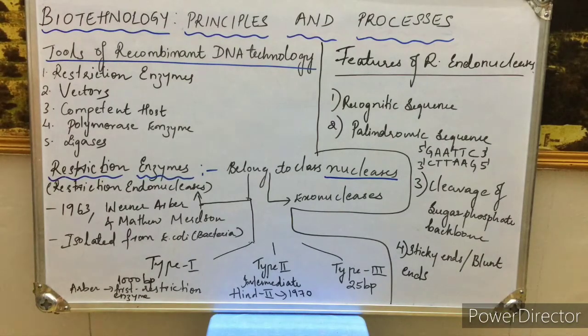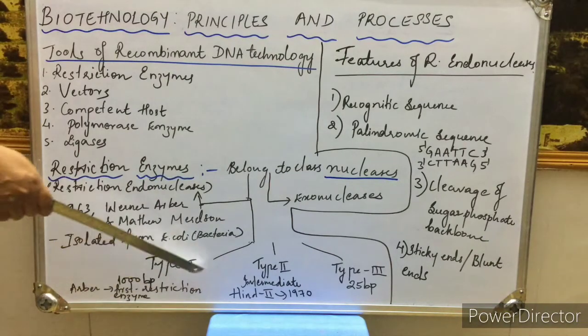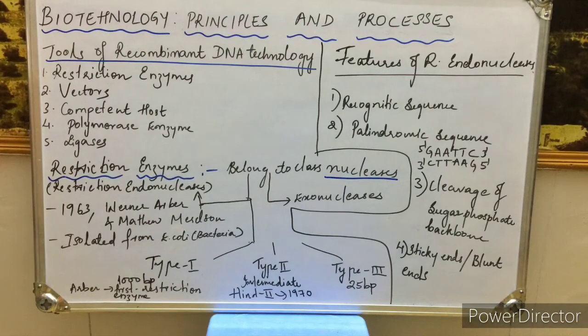He was the person who isolated the first type 2 restriction endonuclease in the year 1970, and its name is HindII. It is a type 2 restriction endonuclease, identified by Hamilton Smith in 1970. This HindII enzyme doesn't use any ATP during its catalysis.